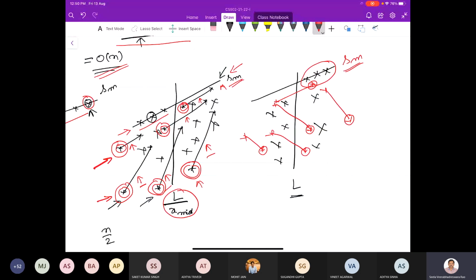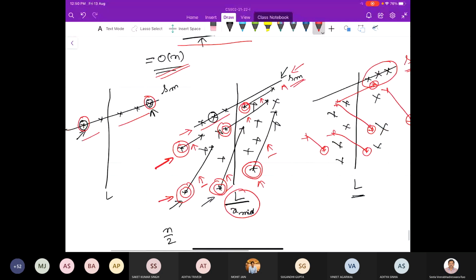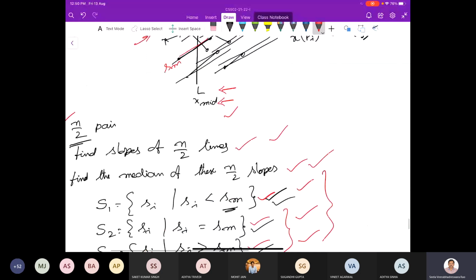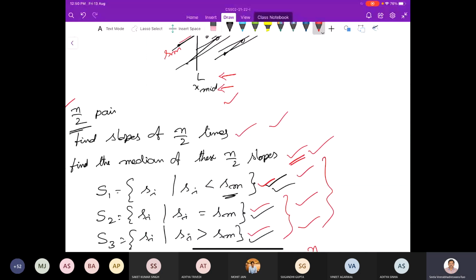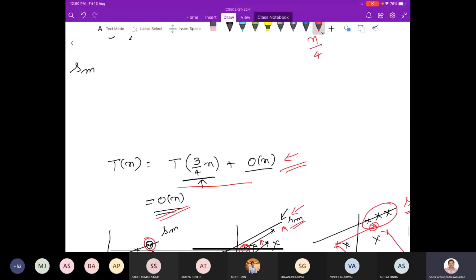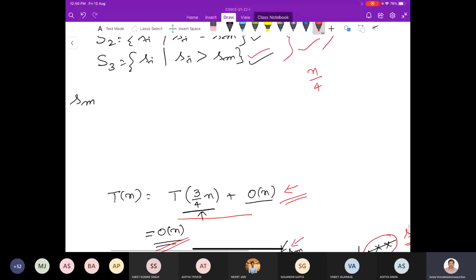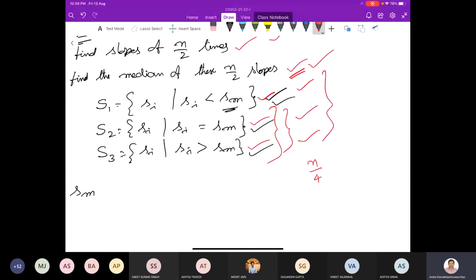Now you might have understood why you have to take the median. Why you have to take the median of these slopes? Because we are able to ensure that a fraction, 1/4 of the points, is removed. So if you take the size of these two, this will be at least n by 4. Or if you take these two, the size is at least n by 4. So taking the median actually helps to guarantee that a fraction, n by 4 points, can be removed in linear time from our set space.